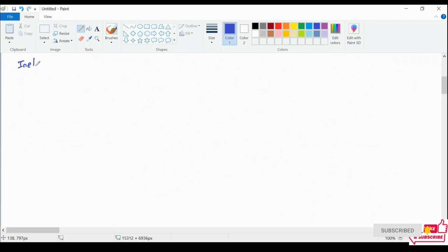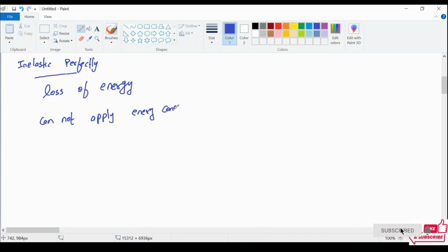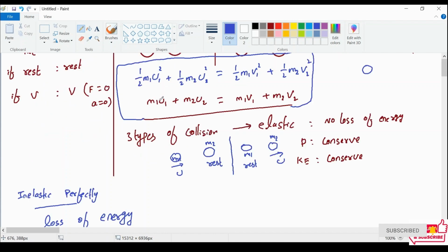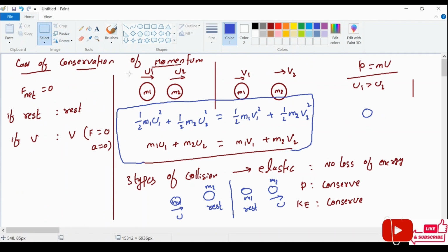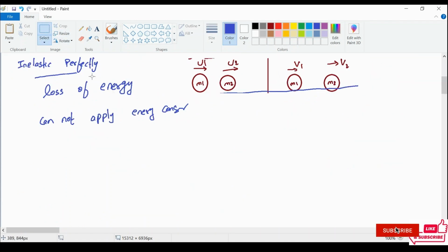Inelastic collision. Perfectly inelastic. Here what happens? Loss of energy. You cannot apply energy conservation. Understand? But momentum conservation you can apply. What is that? According to this diagram, can you tell me the momentum conservation? The first body's momentum before collision: m1u1 plus m2u2 is equal to m1v1 plus m2v2.